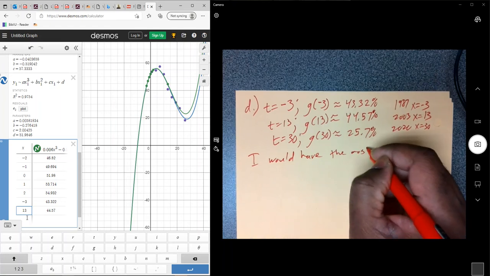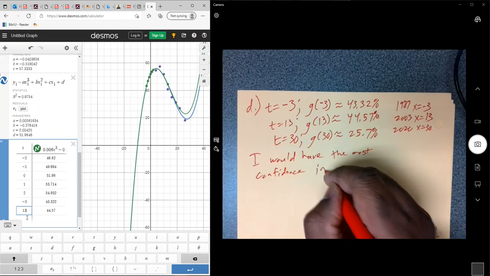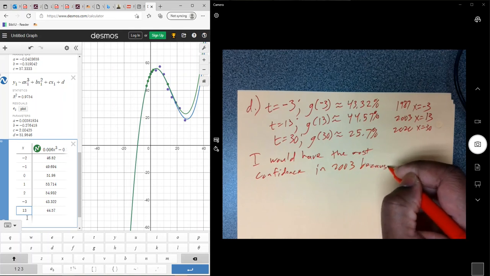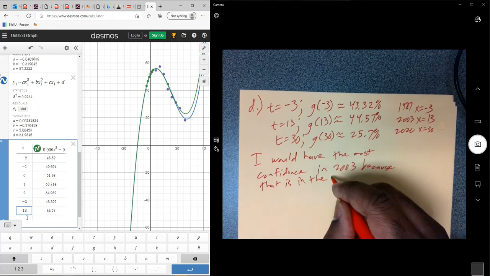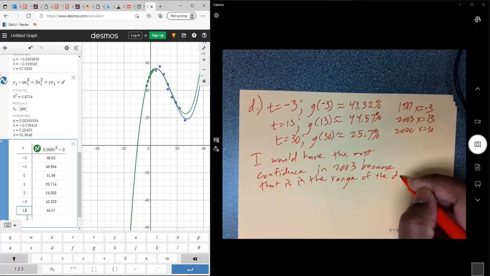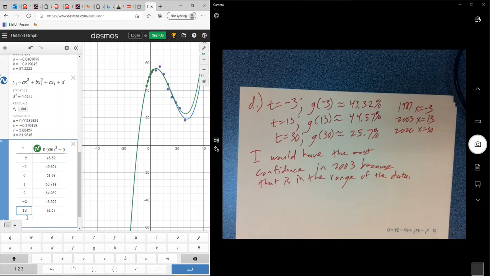So basically, I would have the most confidence in 2003 because that is in the range of the data. Because remember, we went from 1990 all the way up to 2016. So 2003 is the only one that's contained within the data. So that's the one that I would have the most confidence in.